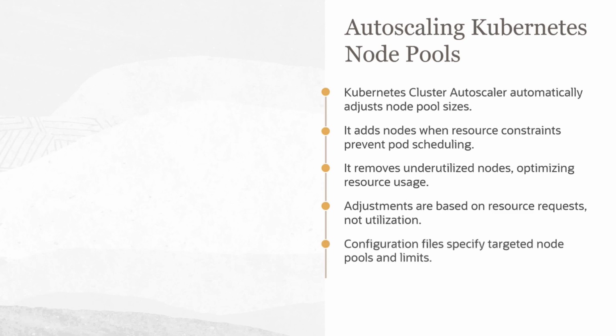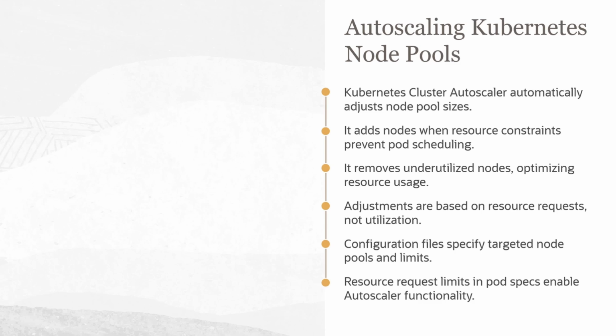Configuring the Kubernetes cluster autoscaler is a breeze. Through configuration files, you specify which node pools to target, set minimum and maximum sizes, and define the rules for autoscaling. For the magic to happen, don't forget to include resource request limits in your pod specifications. This ensures the autoscaler has the information it needs to make informed decisions about resizing your node pools.